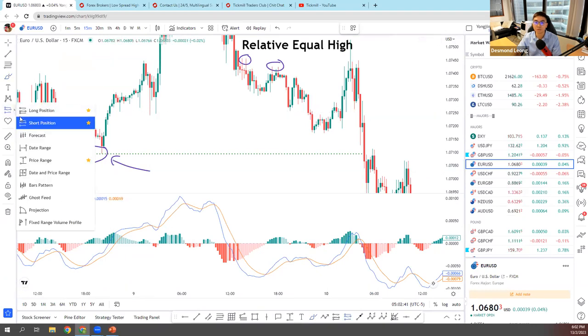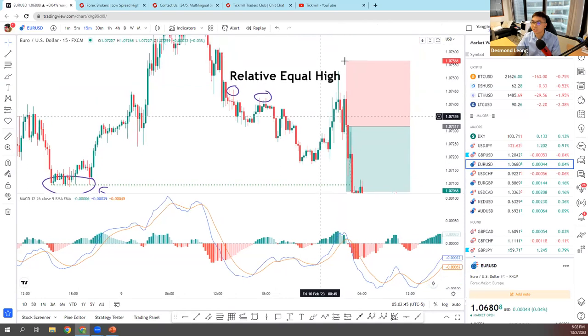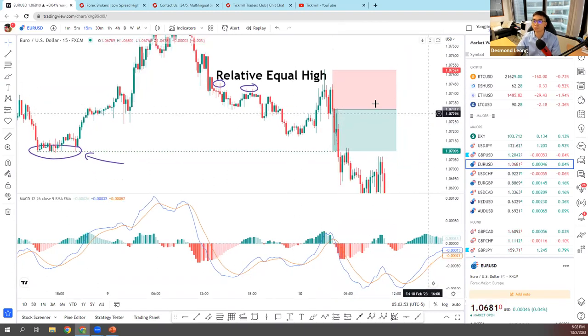So with your entry right here, a short position at the MACD crossover earlier on, stop loss above, aim for that area, you can have a 1-to-1 risk to reward trade. So yeah, feel free to check it out.